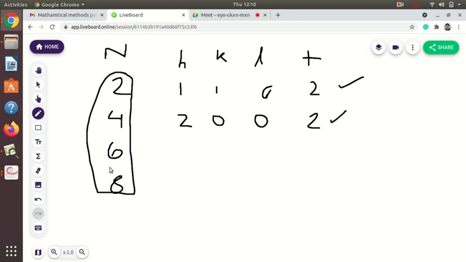Let's now check for 6. So what is the HKL plane for this? 2 1 1. Okay. So what is the addition? 4. Whether it is even or odd? Even. So this is in BCC. So for 8, what is the plane for 8? 2 2 0, we have seen this. So addition is again 4, and this is BCC structure.